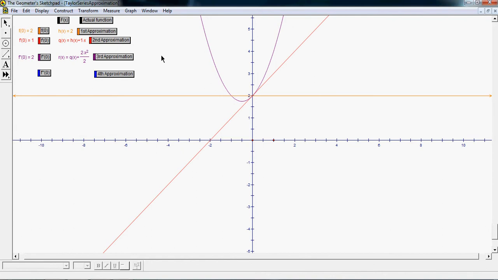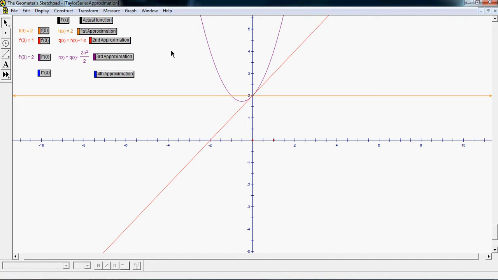where we're adding a term. So q of x is our last approximation, and we know that the function evaluated at 0 was 2, and if we look at this second term evaluated at 0, that's going to be 0, so the sum of them is going to be 2. So it preserves, as you can see on the graph, that this approximation matches the function at 0, because f of 0 is 2.